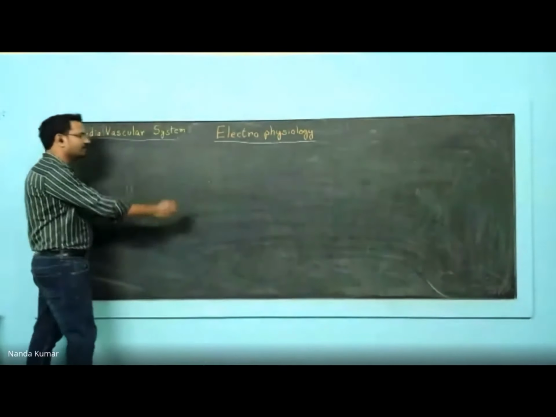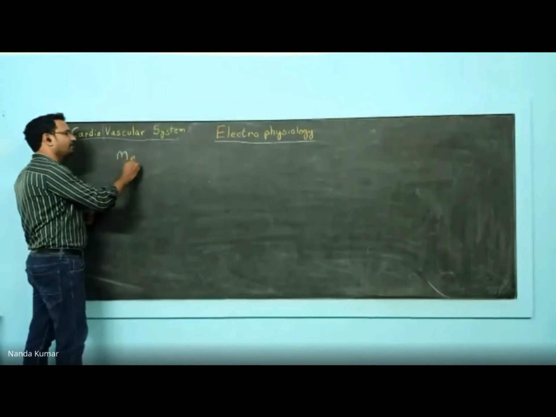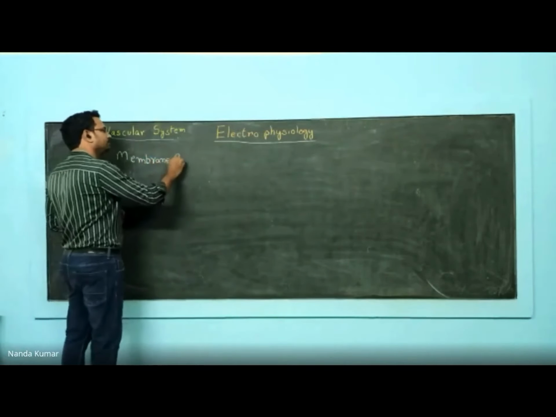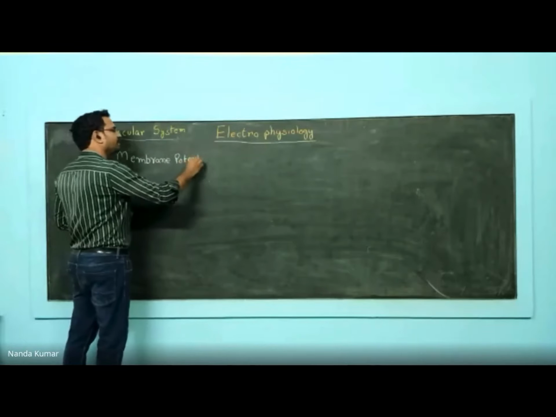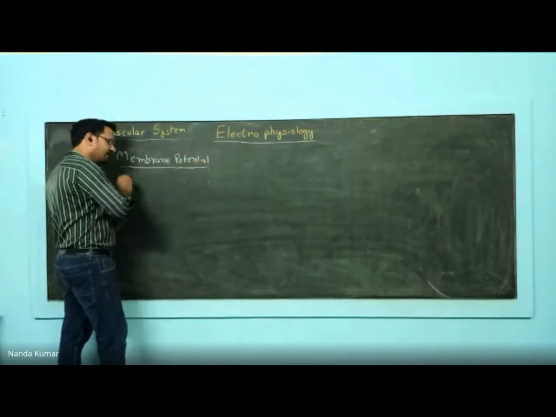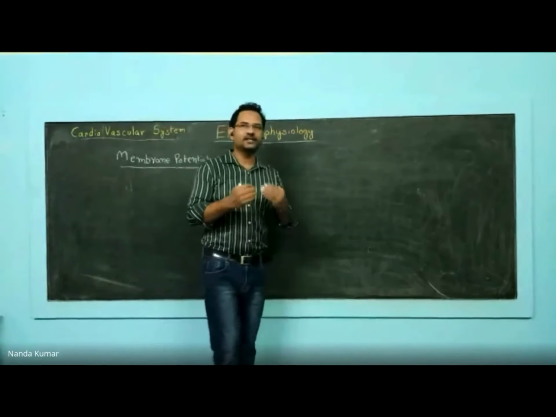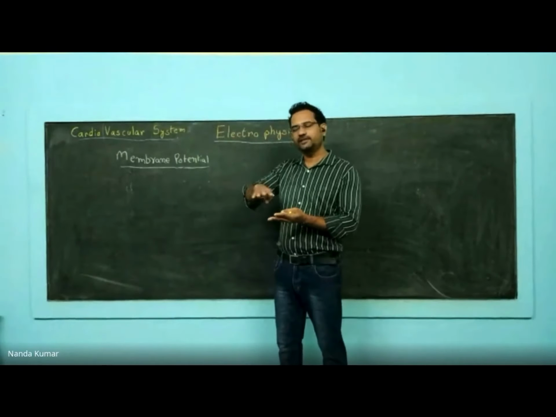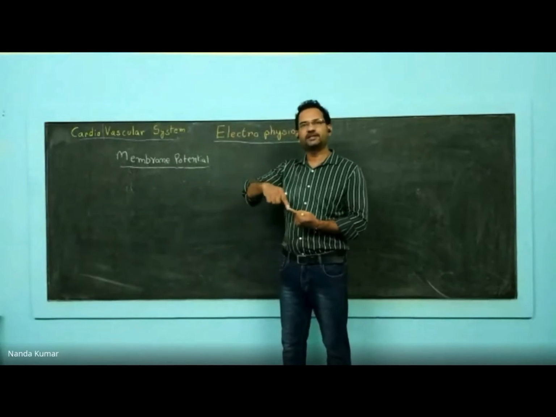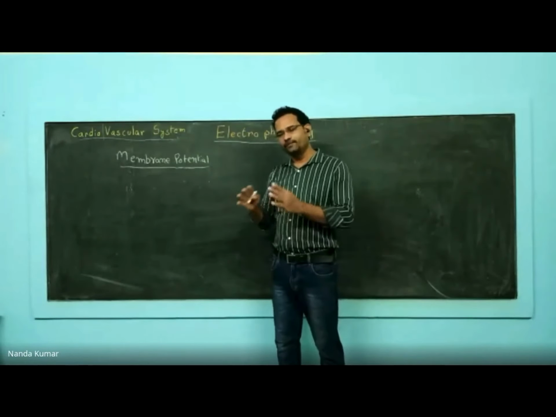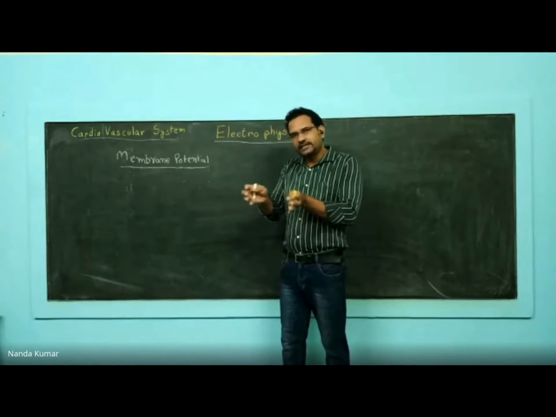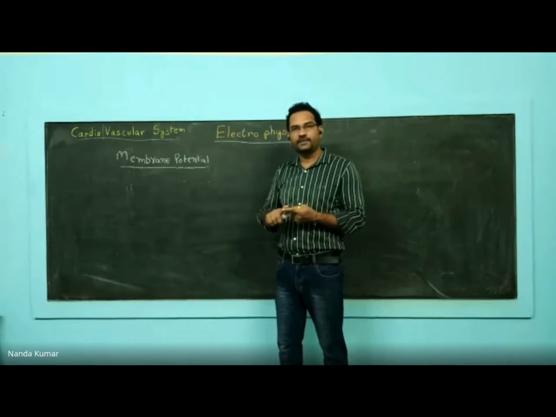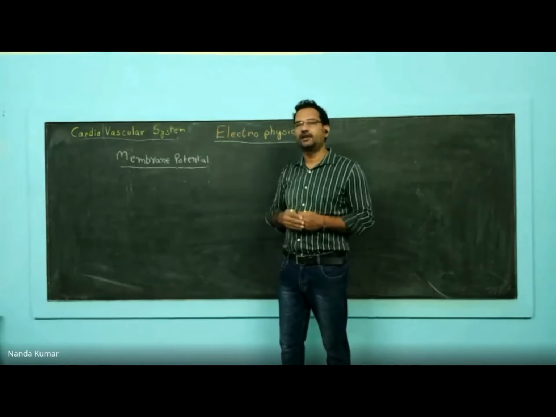So it all starts with something called membrane potential. Now see, our human body, human cells, contain a lot of ions. You have ions present inside the cell, and you have ions present outside the cell. Intracellular ions are there, extracellular ions are there. Extracellular includes the interstitial space, that means the space between the cells, and blood plasma. Blood plasma is also a kind of extracellular fluid.